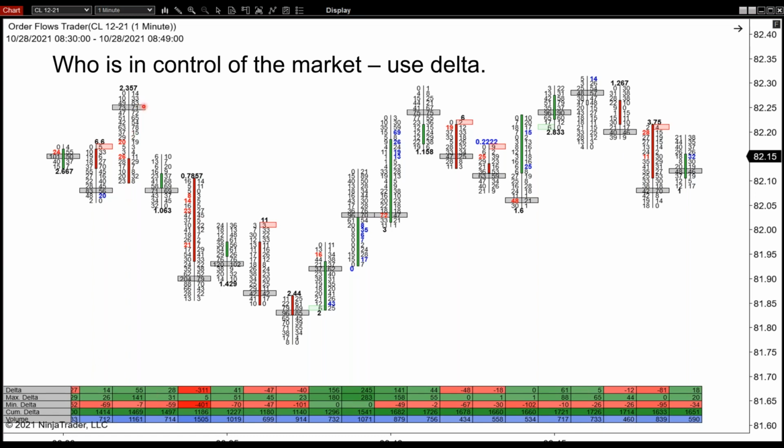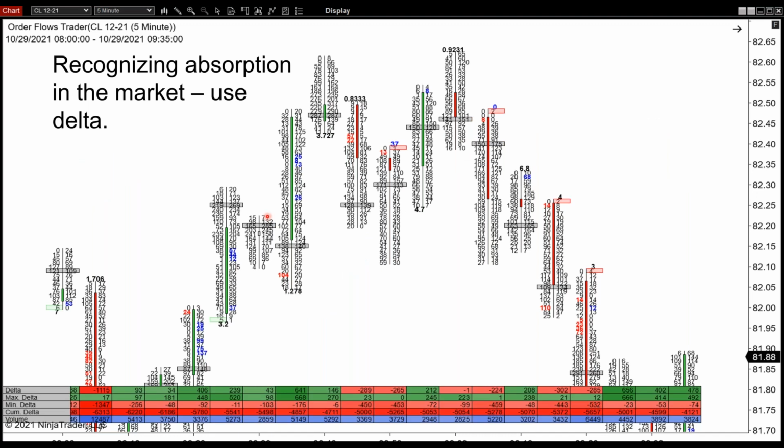But they bought so much up here that you're left with that positive delta, right? This is actually a bearish sign in the market. So hopefully that helps you understand who's in control of the market. I could go more in depth on that, but understanding who's in control of the market is sort of a training by itself. Recognizing absorption in the market, well, how can you do that? Well, you can use delta.